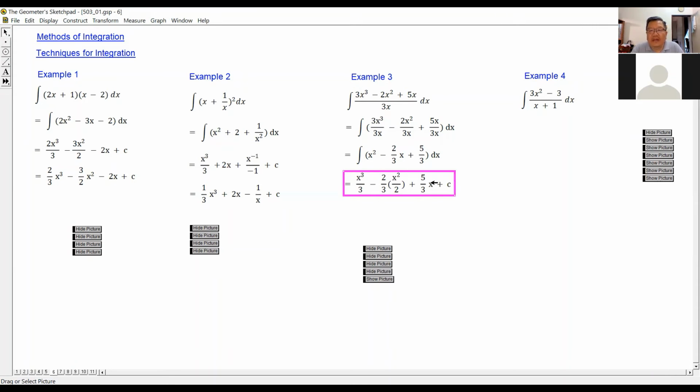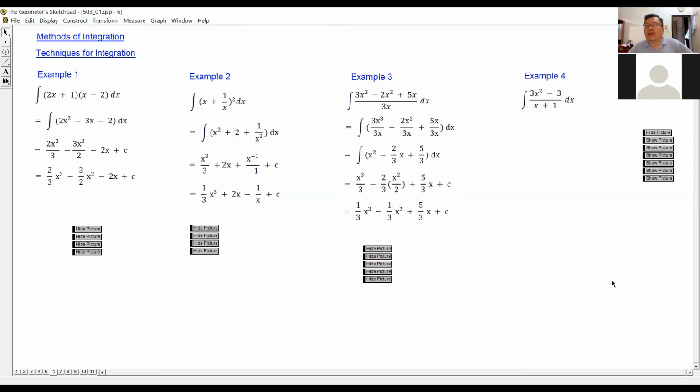5 over 3 becomes 5 over 3 x. And this is an indefinite integral. You have to put a c there. Okay, so simplifying, you have 1/3 x cubed. The 2 and 2 cancel, 1/3 x squared. And the rest remain the same. Any questions so far?